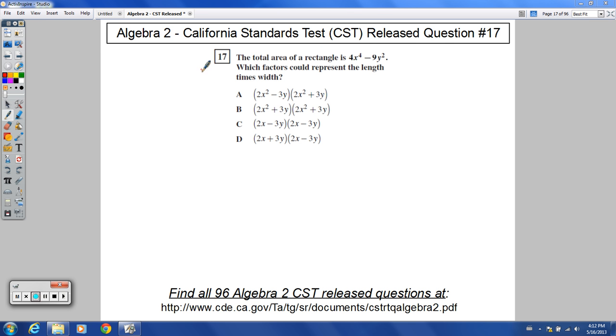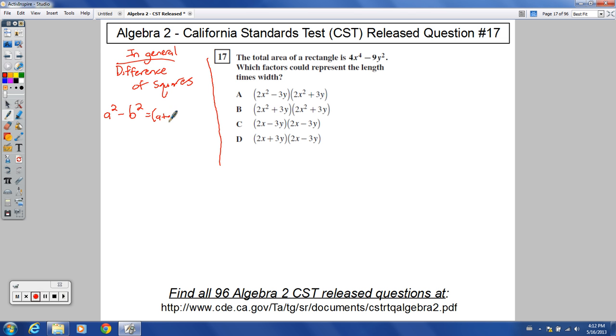So we just talked about in the previous question the sum and difference of cubes. There's another one that works for the difference of squares. So for the difference of squares in general, this is how that works. If you had just some old a squared term minus some old b squared term, that would equal a plus b times a minus b. It's just two binomials, a and b, both places, plus sign in one, minus sign in the other.